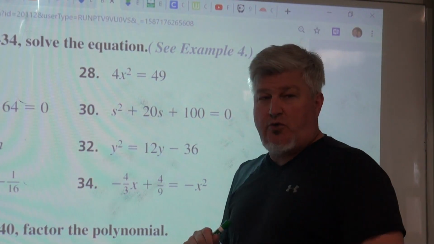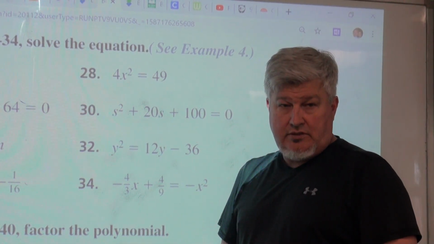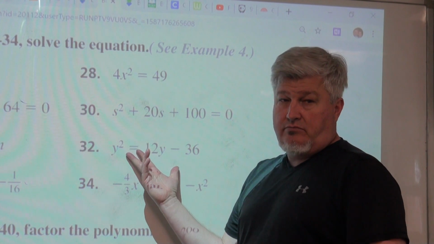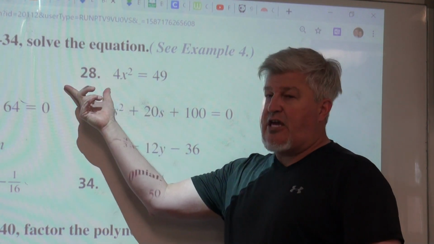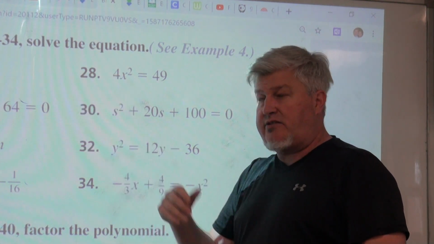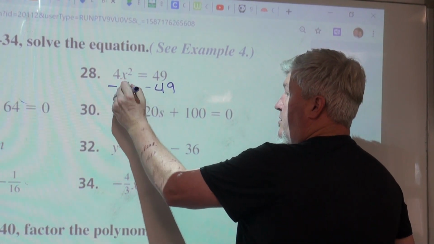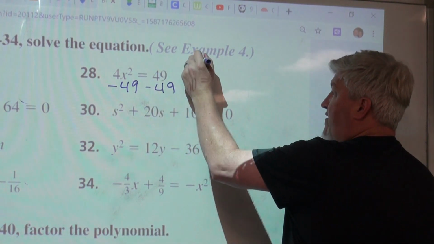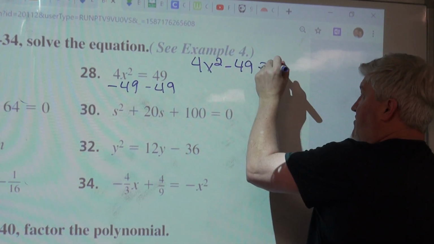I have 4x squared equals 49. Okay? And I want to solve it. Well, notice that not everything is on one side of the equal sign like you're used to doing when you do this. And it needs to be. Well, we can solve that. I can just subtract 49 from both sides. That leaves me with 4x squared minus 49 equals 0.